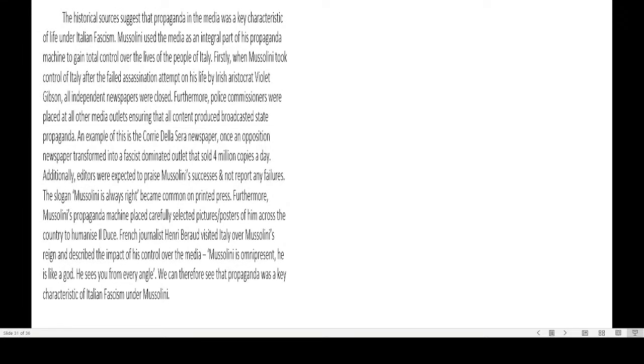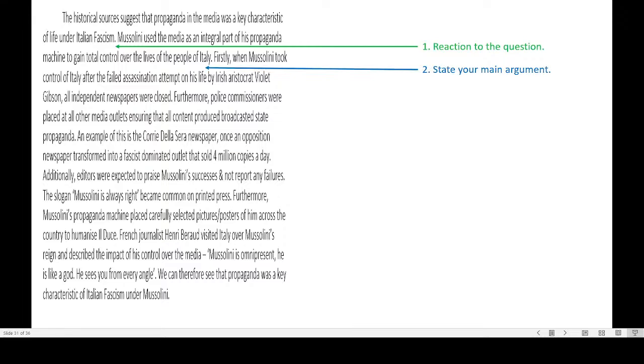Okay, let's look at how this essay or this paragraph contains those key characteristics of good historical writing. So the first thing that I've done is I've reacted to the question. The sources suggest that propaganda in the media was a key characteristic of life under Italian fascism. Recycling those words, and it sounds so silly to say, what I'm trying to do there, and what I'm doing openly, is showing to the examiner, look what I'm doing. I'm answering the question that's been asked. I'm using the keywords from the question in my answer. Second thing I need to do is state my main argument. So my main argument was that Mussolini used the media as an integral part of his overall propaganda machine to gain total control over the lives of the people of Italy.